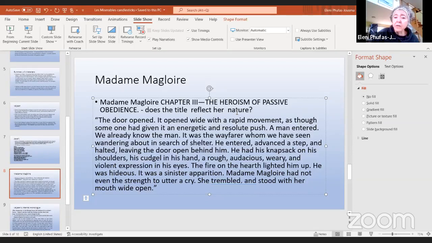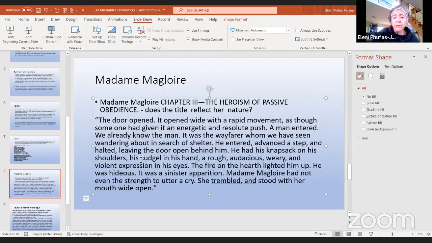Does the title reflect her nature? I have a small quote here from right before Jean Valjean's entry into the bishop's home. The door opened. It opened wide with rapid movement, as though someone had given it an energetic and resolute push. A man entered. We already know the man. It was the wayfarer whom we have seen wandering about in search of shelter. He entered, advanced a step, and halted, leaving the door open behind him. He had his knapsack on his shoulders, his cudgel in his hand.